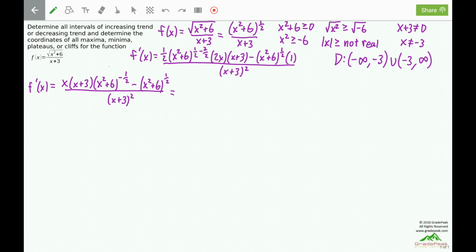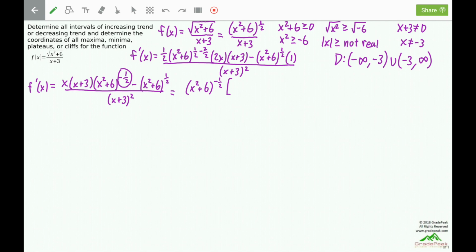Factoring can be a little bit easier to work with. We have a power of x squared plus 6 in each of the terms. We can factor out the lower power of the two. That will be the negative 1/2. So we can factor out an x squared plus 6 to the negative 1/2 power. Factoring is division, and division is subtraction of exponents. So by factoring out a negative 1/2 power, we will be subtracting a negative 1/2 power, which is equivalent to adding a 1/2 power.